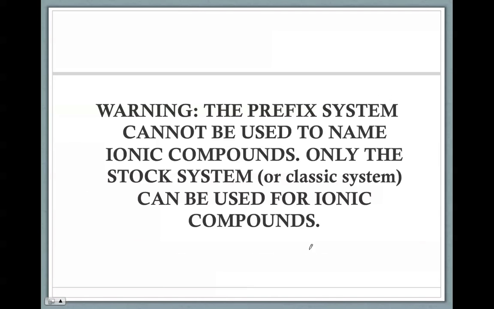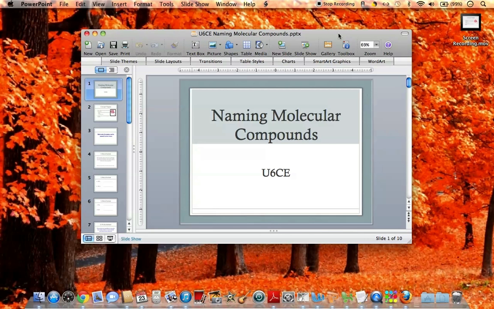All right, now, one important thing to keep in mind is that the prefix system cannot be used to name any type of ionic compounds. Only the stock system, or for honors, also the classic system, can be used for ionic compounds. All right, so we're going to continue practicing this tomorrow in class a bunch and be able to start going between names and formulas and vice versa. So you are all set.